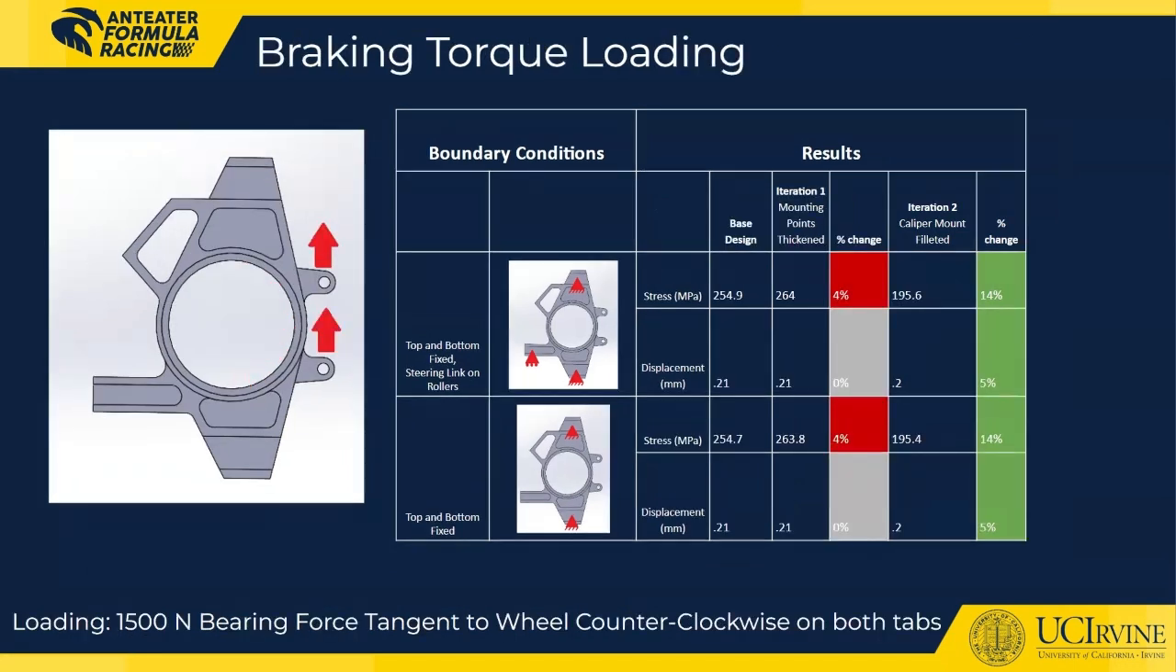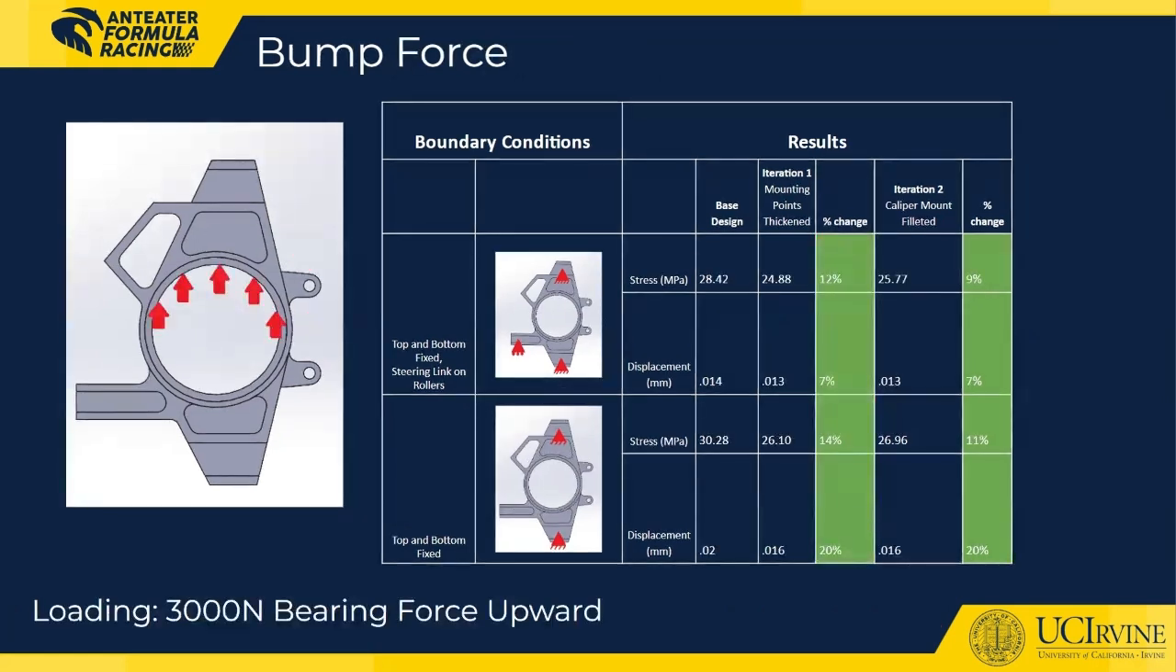For the second analysis, a 1500 newton bearing force was applied to both caliper tabs to simulate the loading they would experience during braking. The first iteration sees the same displacement and worse stress, but the second iteration sees an improvement in both stress and displacement. For the third analysis, a 3000 newton bearing force was applied upward to the inner ring to simulate bump force. Both design iterations see an improvement in both stress and displacement.